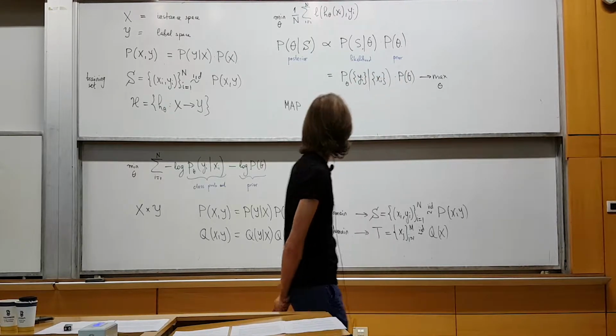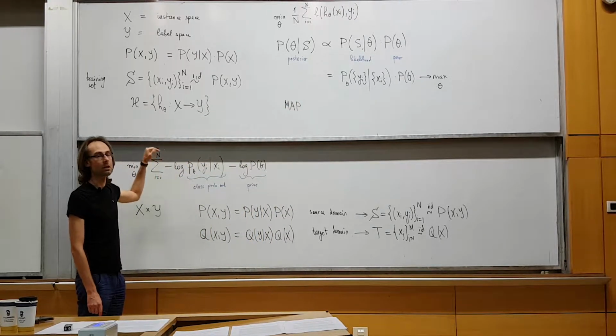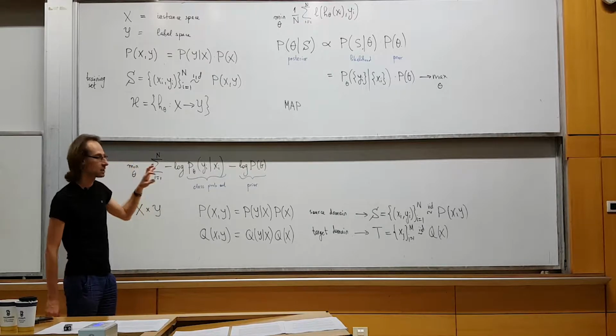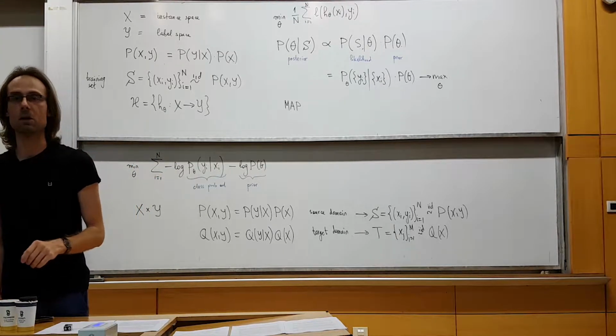Okay? So just look at this. This is a very generic way of formulating the loss function, but just pay attention, it has two terms. The first term is the likelihood term, the second term is the prior term.